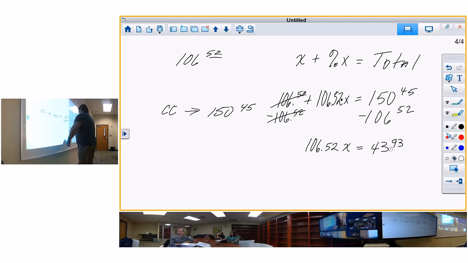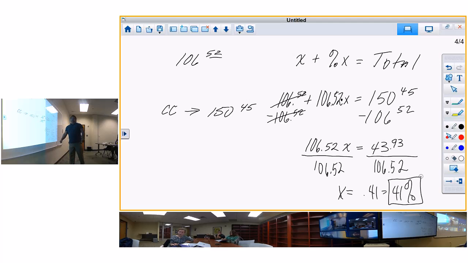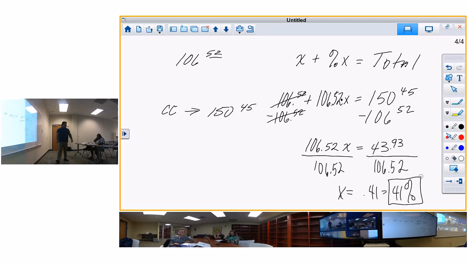The reason I ask that, I always ask for 2 people to confirm. Okay? Now, somebody divide both sides by 106.52. And give me just 2 decimal points because that's what a percent is. 0.41, which is 41 what? Percent. So you left a 41% tip.